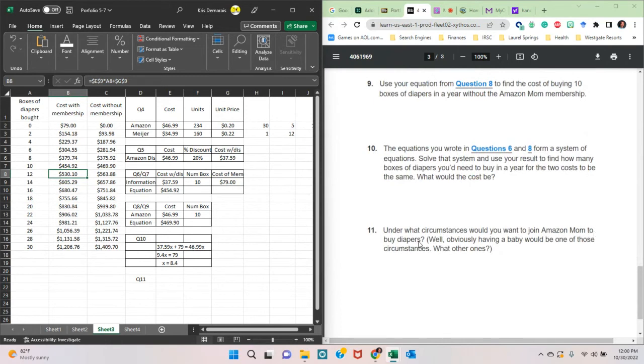So the answer you provide for question number 11 is the justification and reasoning that I gave you. You would say something in regards to, well, if you know that you're going to be using more than 9 boxes of diapers per year, or not even so much as more than 9, but 9 or more boxes of diapers per year, then it's in your better interest to go for the membership. And that's what you'd put there.